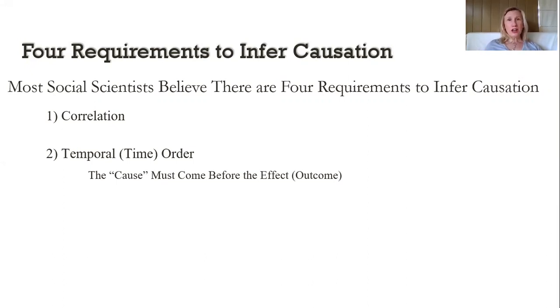2, we need to establish what we call temporal order. Now, temporal is just a fancy word for saying time. So we have to establish that the cause comes before the effect. Now, this is a great chance for us to examine before and after methodology, and also using control group methodology, where we as researchers are really sure that the independent variable, or the cause, comes before the effect because we have control over it.